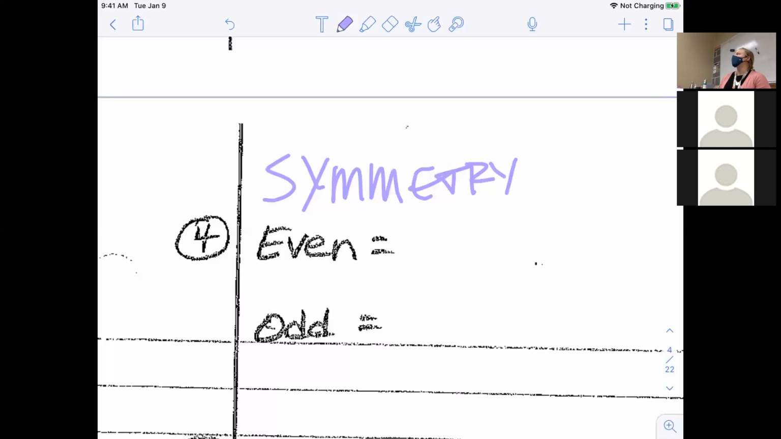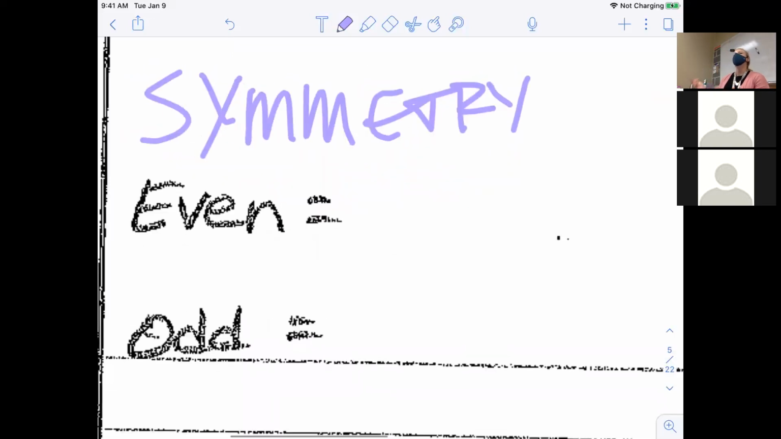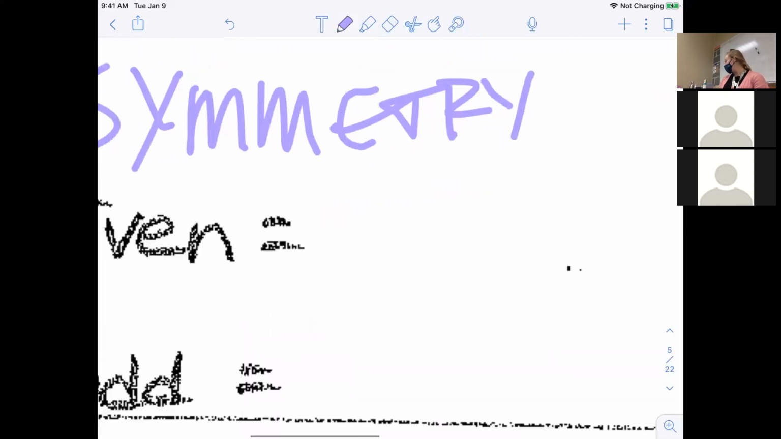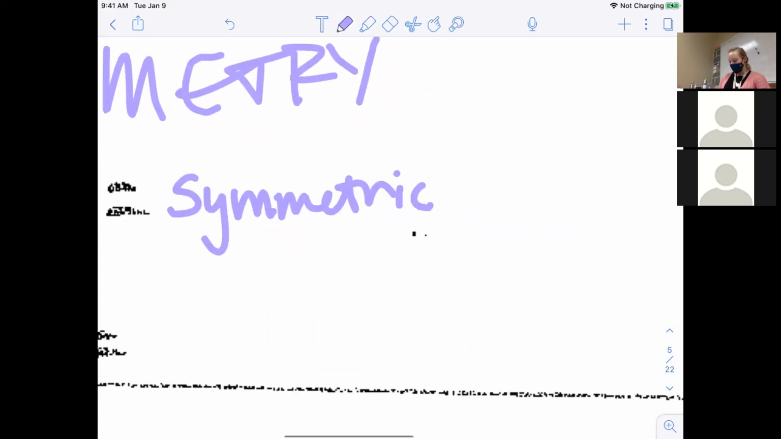So these are types of symmetry. It's going to get maybe a little confusing in a minute because we're going to do end behavior, which is also even and odd. But when you look at symmetry, we can recognize if something looks symmetric about an axis. And even, I think, is the easiest one to see that. So an even symmetry is when it's symmetric about the y-axis.